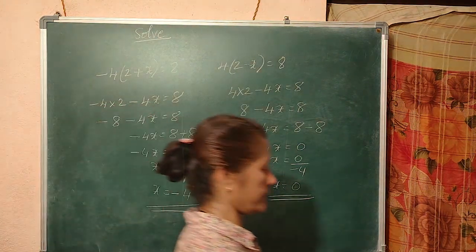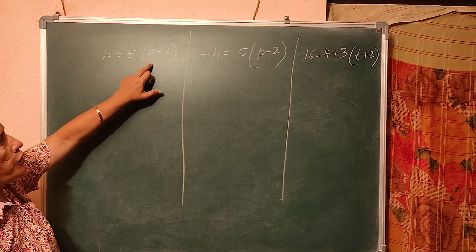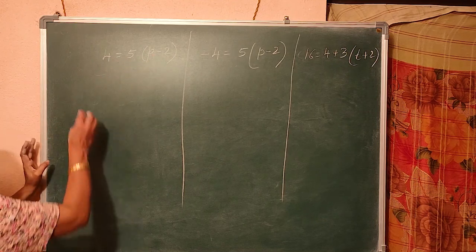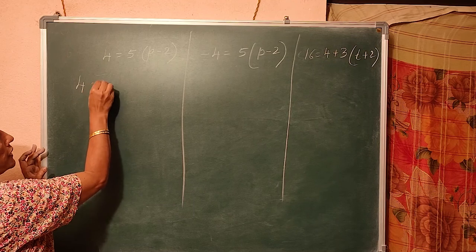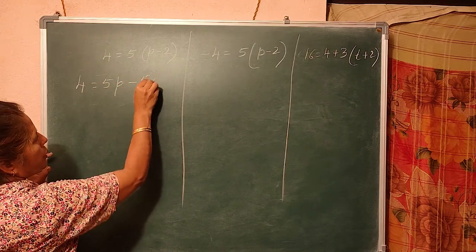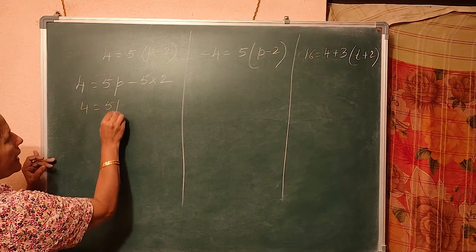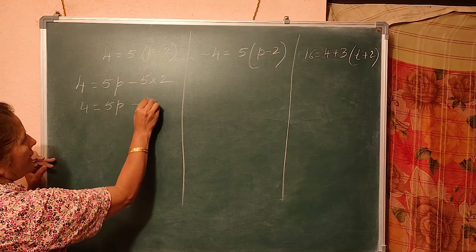Right? Look at this question. 4 is equal to 5 into p minus 2. Take out the bracket. 4 is equal to 5 into p minus 5 into 2. So 4 is equal to 5p minus 10.